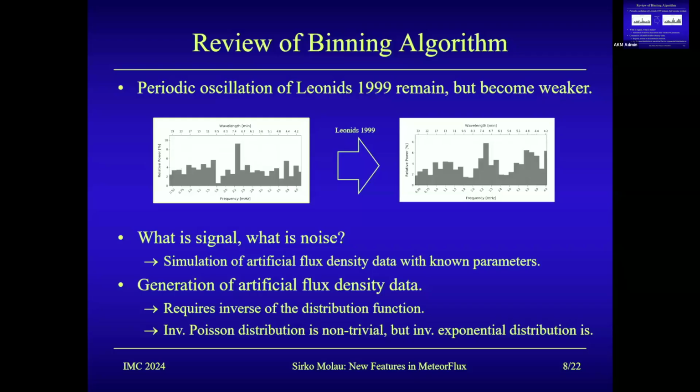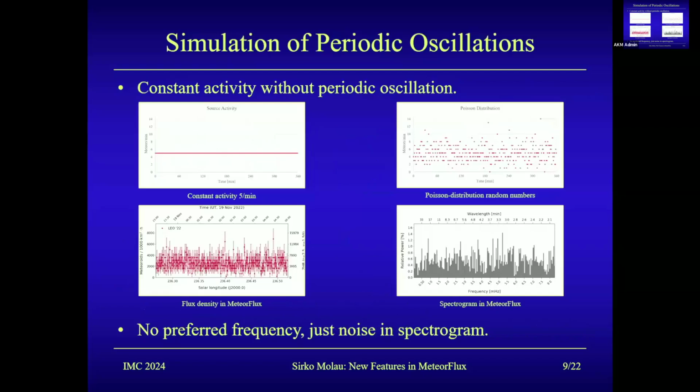distribution. You know that meteors are Poisson distributed, so the number of meteors that you see per time interval follows a Poisson distribution. In order to generate these artificial signals, you need to have the inverse. So I would need to calculate the inverse Poisson distribution. That's quite complicated, but, a little hint for the mathematicians, you can use the exponential function. There it's fairly simple to get the inverse, and this allowed me to really now generate meteor data.